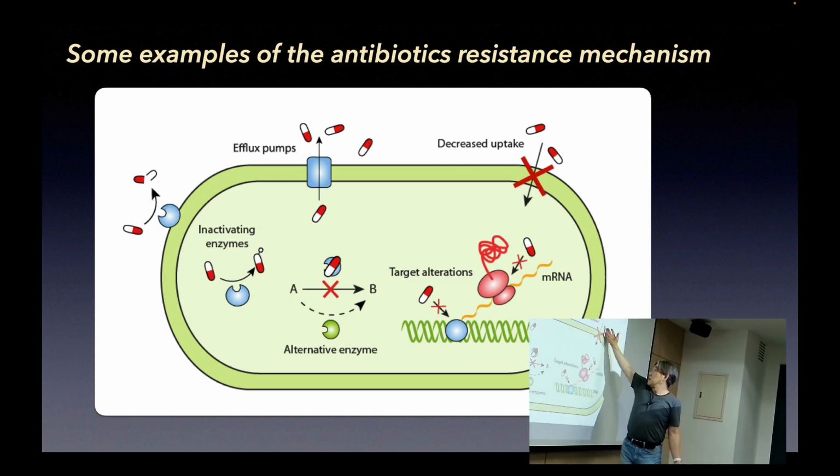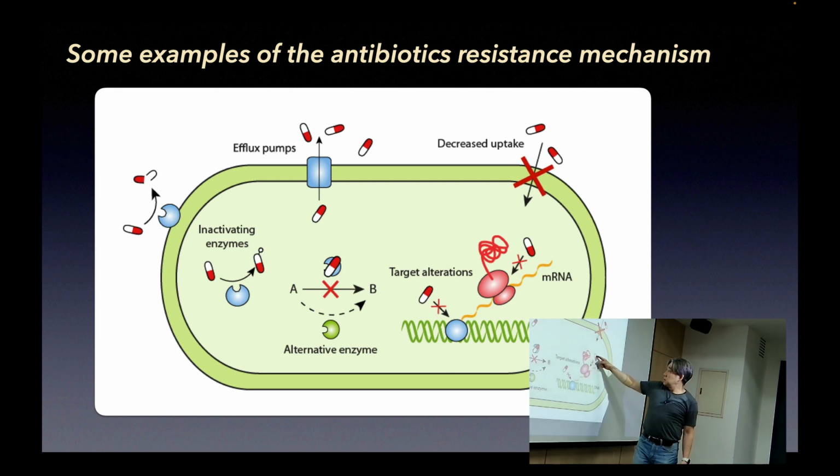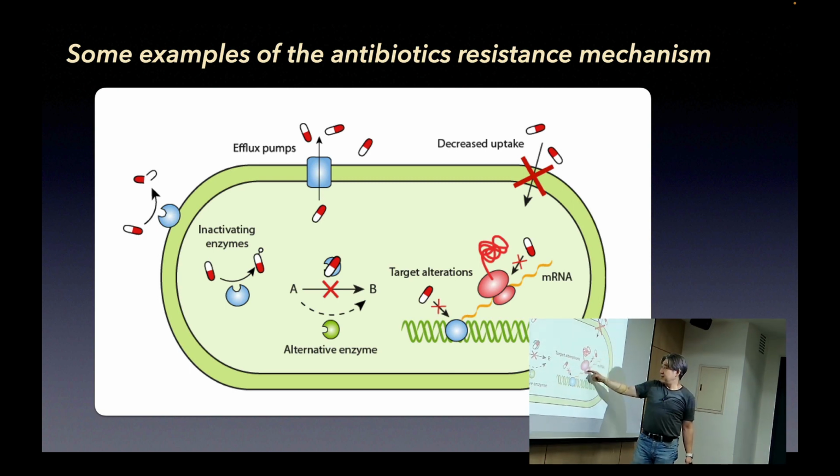Another example: let's say this antibiotic used to target this particular enzyme. But somehow the structure of this enzyme has been altered due to a mutation. So now this drug cannot affect the function of this enzyme because of this mutation. Then there's no effect, it becomes obsolete.